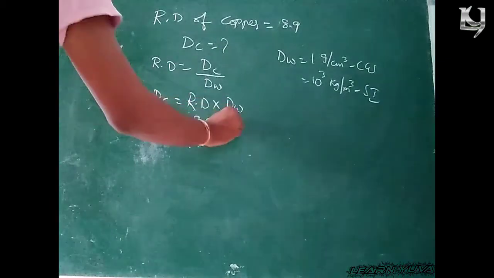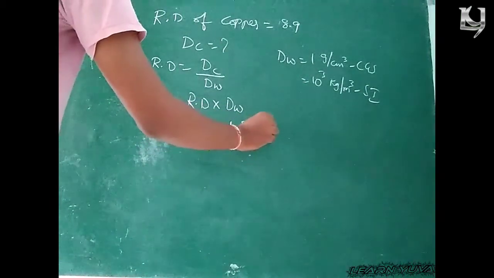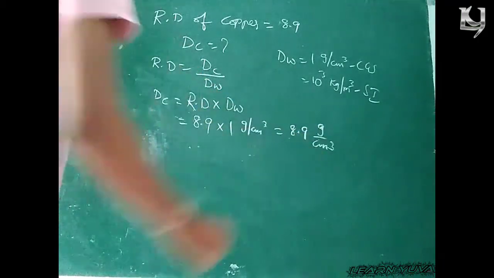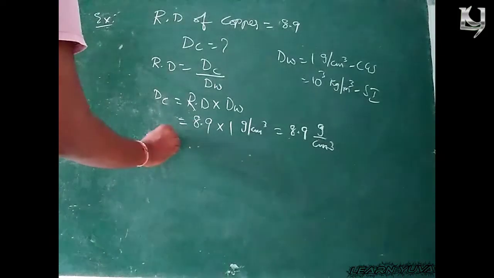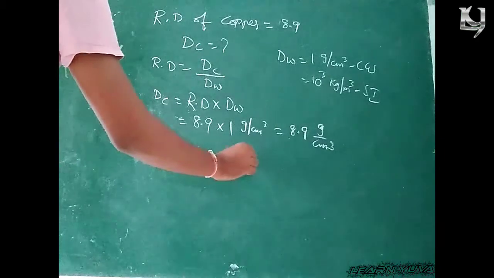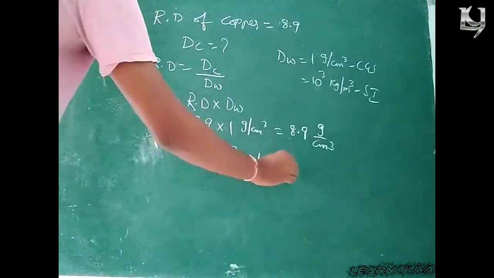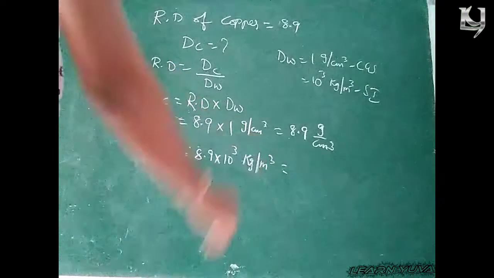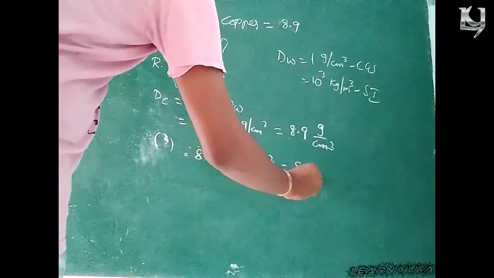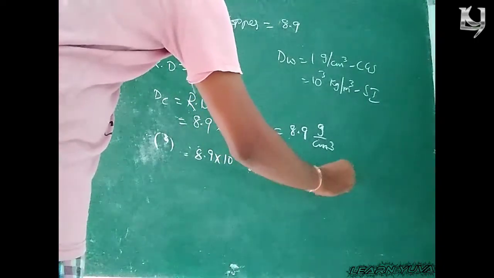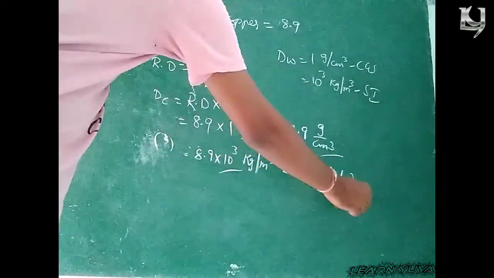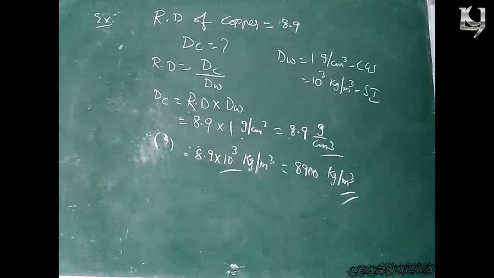So if we take 1 gram by centimeter cube, this value is 8.9 gram by centimeter cube. That is CGS value. If we take 8.9 into 10 power 3, that becomes SI system. So 8.9 into 10 power 3 kg by meter cube. If we simplify, that value becomes 8900 kg by meter cube. If you take 1, that becomes CGS. If you take 10 power 3, that becomes SI. Okay.